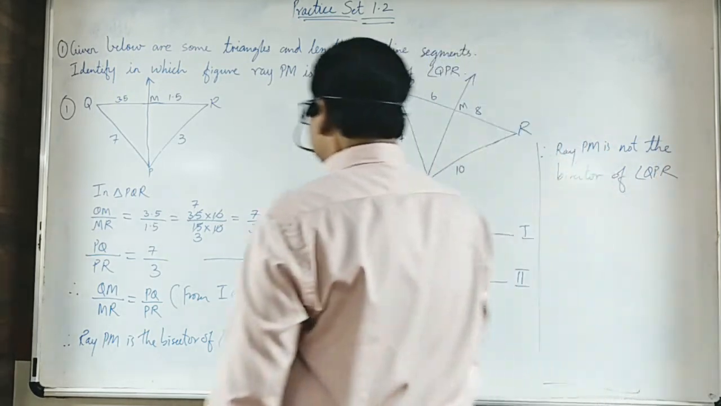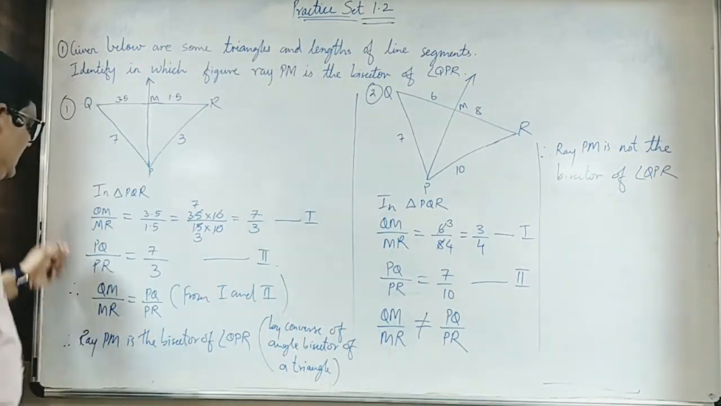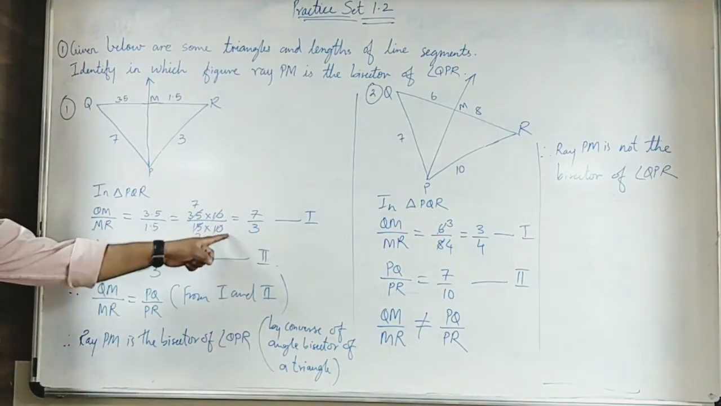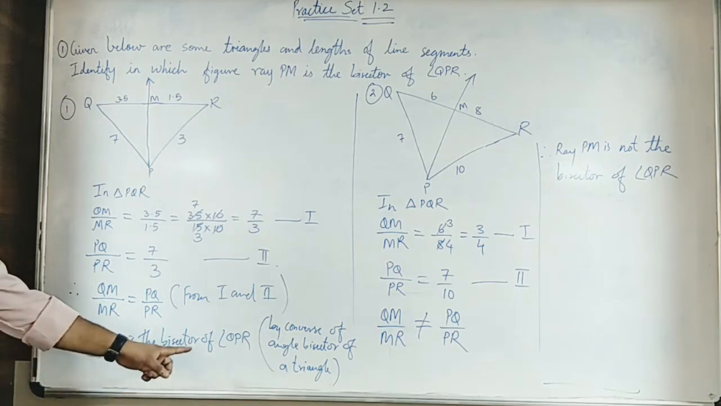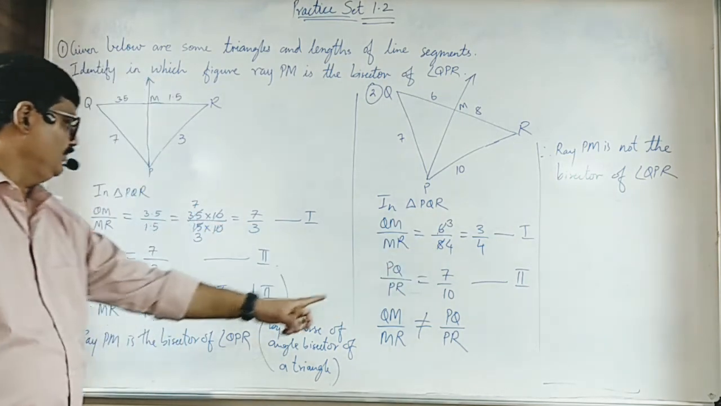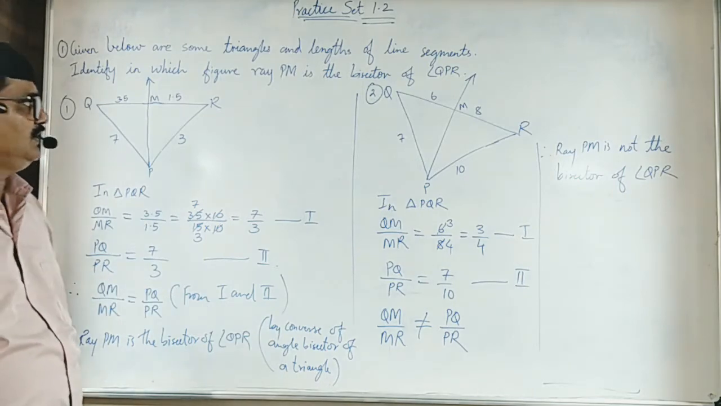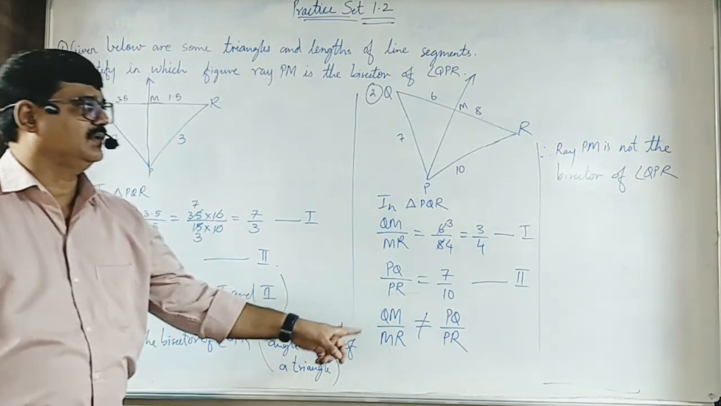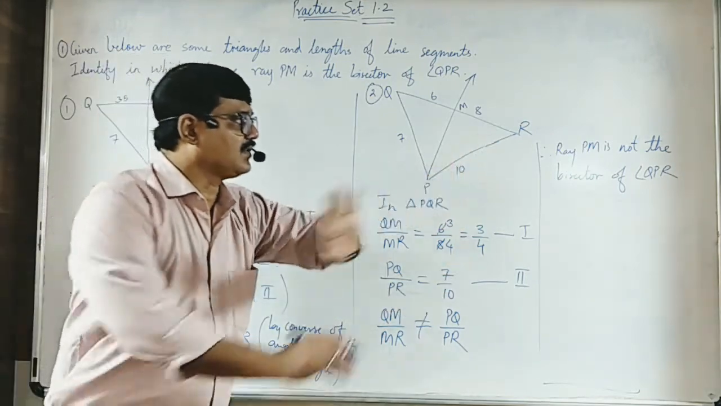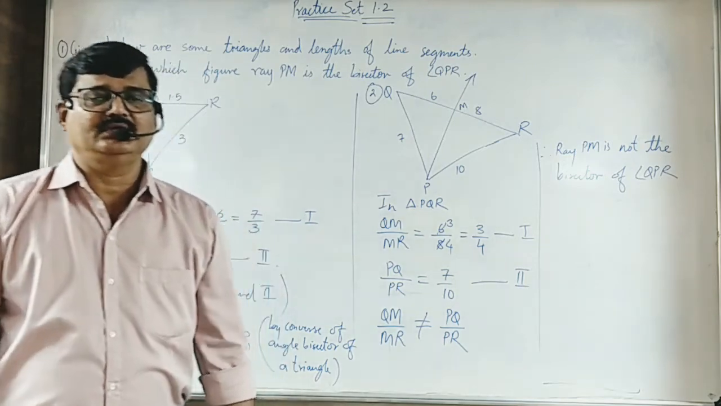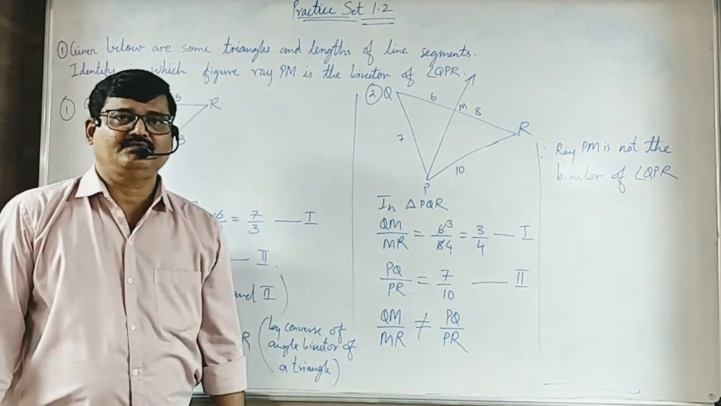If you check the question number 1, the ratio was coming equal, 7 upon 3, 7 upon 3, therefore PM is a bisector. But in question number 2, QM upon MR is 3 by 4 and PQ upon PR is 7 by 10, so the ratio is not coming equal. If the ratios are not equal, then ray PM is not the bisector. Okay. So this is about the converse of angle bisector of a triangle.